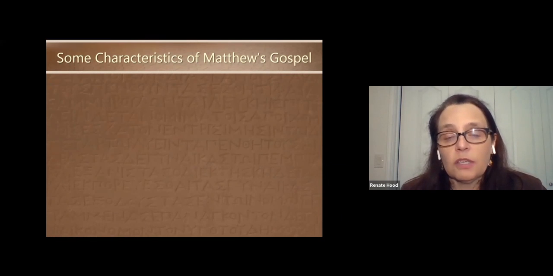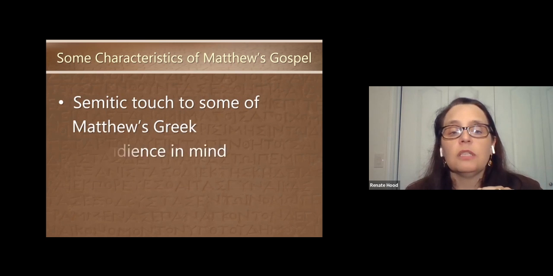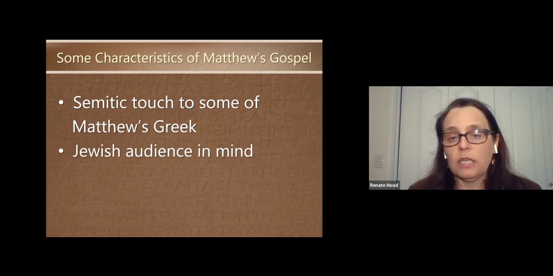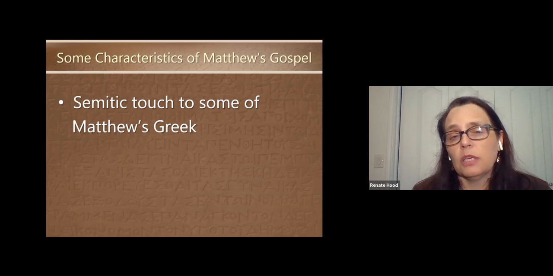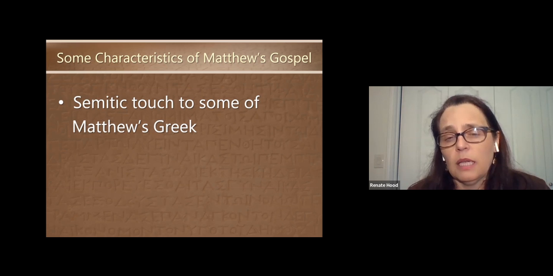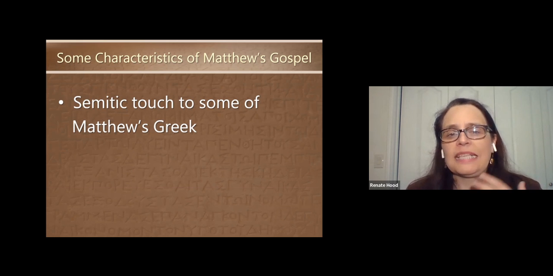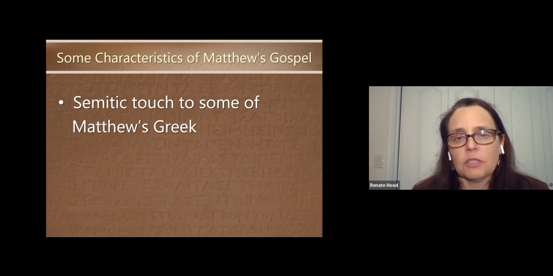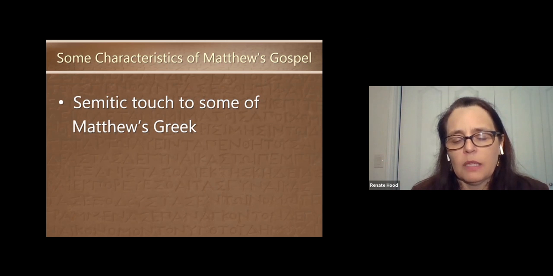So some interesting characteristics. We've talked about characteristics of Mark and Luke. For Matthew, it's very interesting that there is a Semitic touch to some of Matthew's Greek. So when Matthew writes the gospel in Greek, you can tell that it's somebody from a Jewish background. Of course, the spoken language was Aramaic. It's kind of like listening to a commentator on your video here that speaks English, but certainly is from Dutch descent. And so you can hear that, read that in the language too.